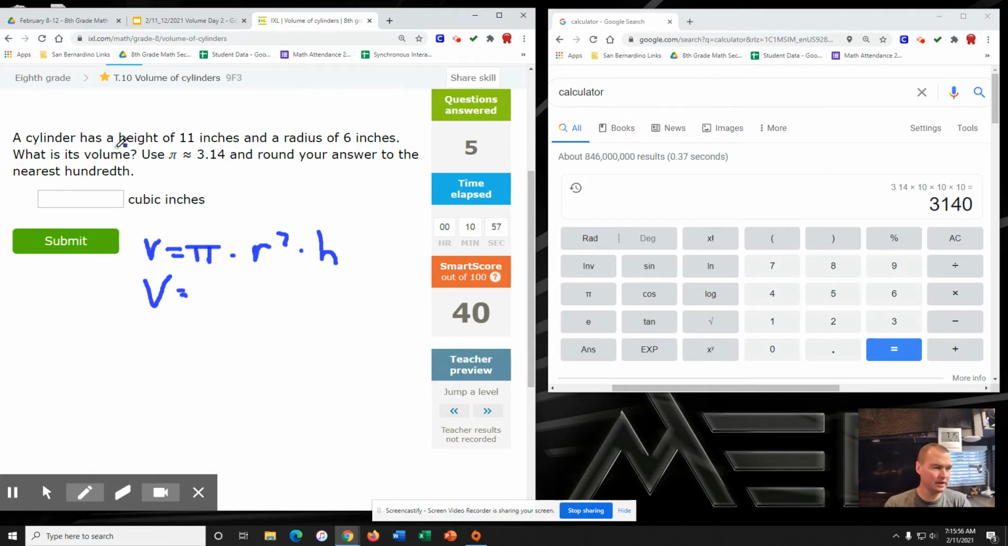So a cylinder has a height of 11. Nice. A radius of 6. Nice. They gave us the radius this time, not the diameter. And a pi of 3.14. And now, as always, round your answer to the nearest hundredth.